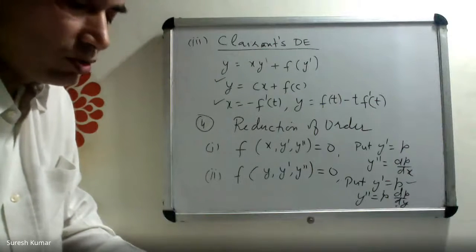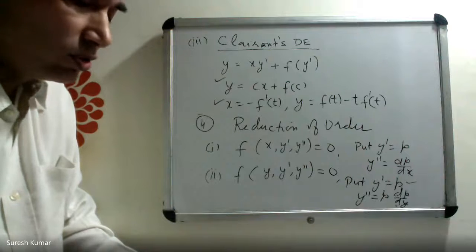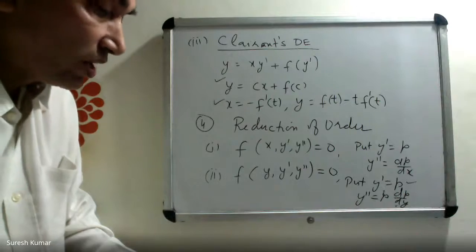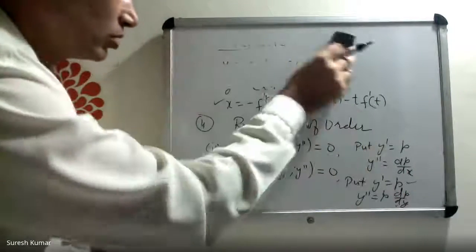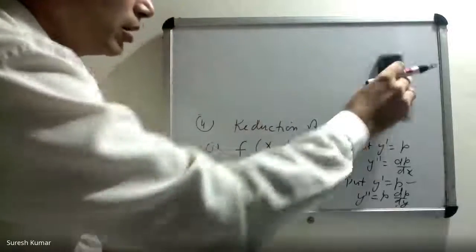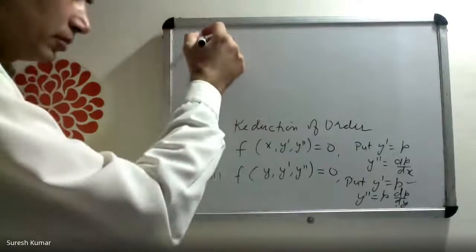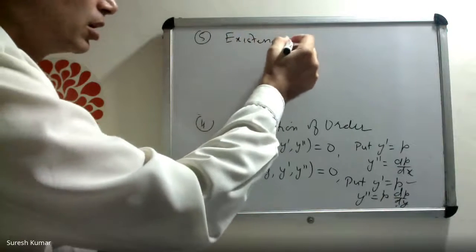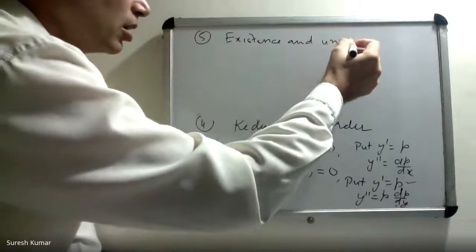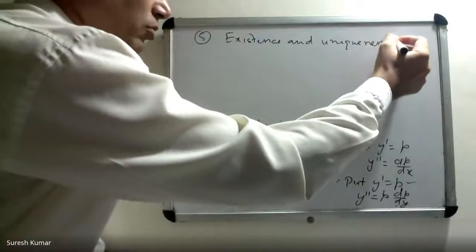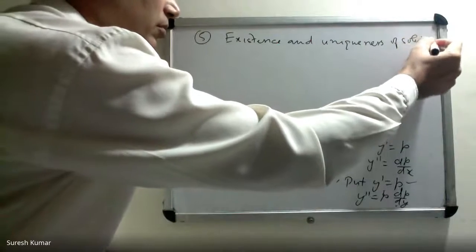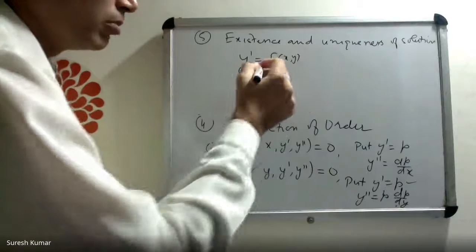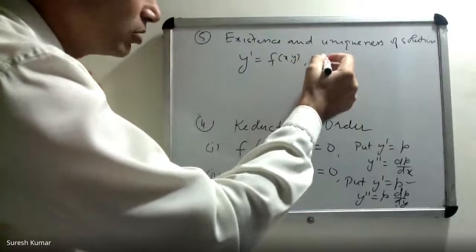And after that, I told you a couple of theorems which tell you about the existence and uniqueness of the solution of a first order differential equation. Very quickly, I revised them. Then I will go to the problems. You can say the final point, existence and uniqueness of solution. So suppose we have this initial value problem, y' = f(x, y), y(x0) = y0.